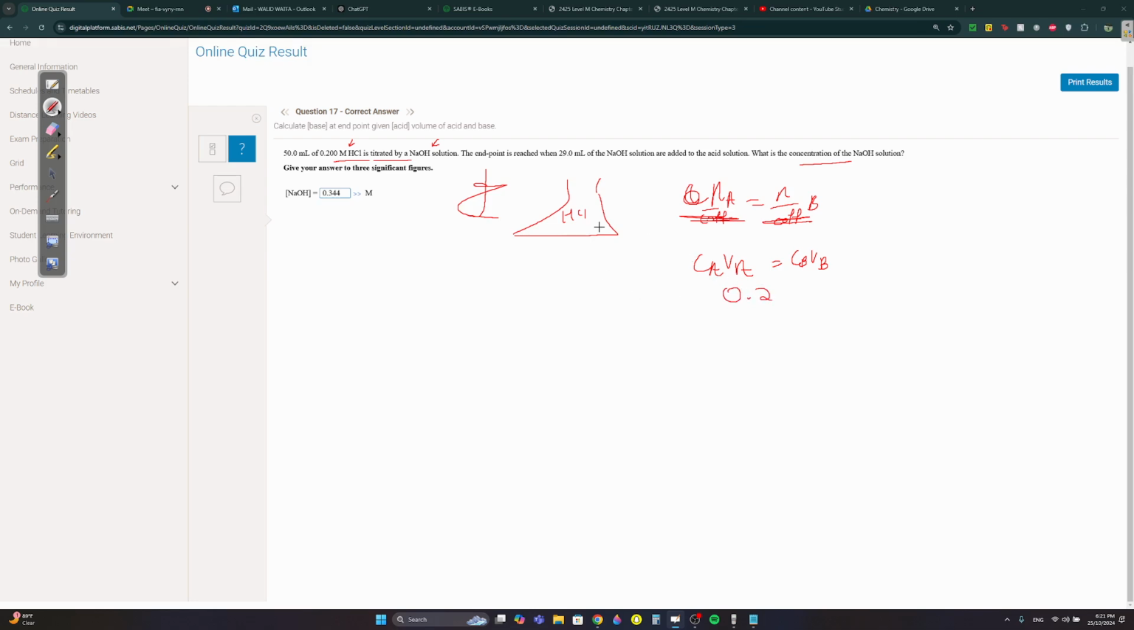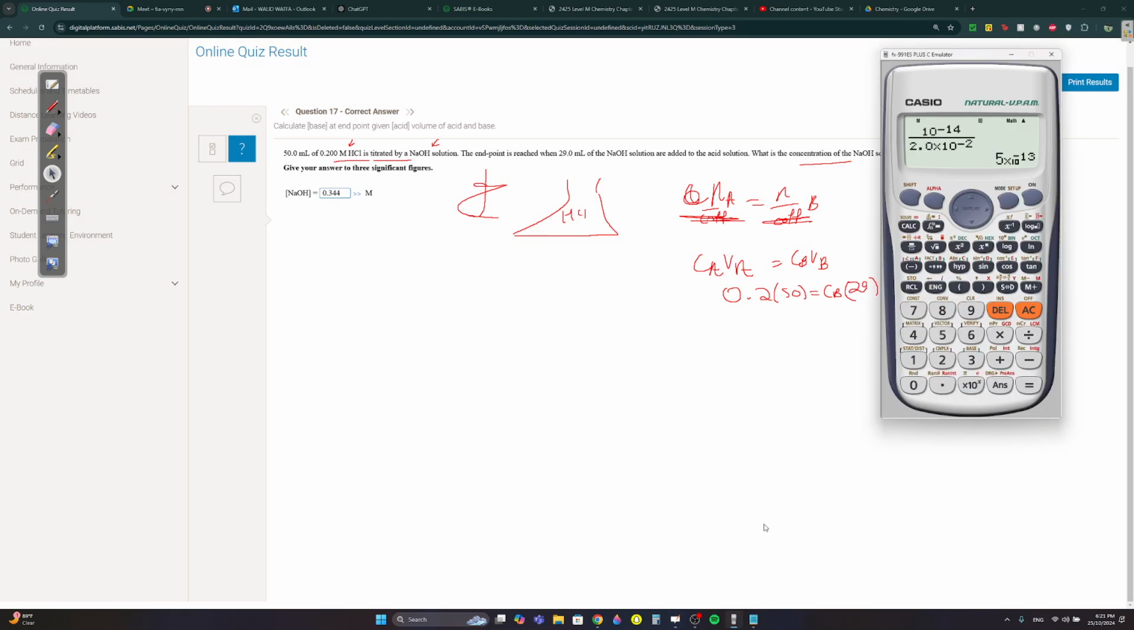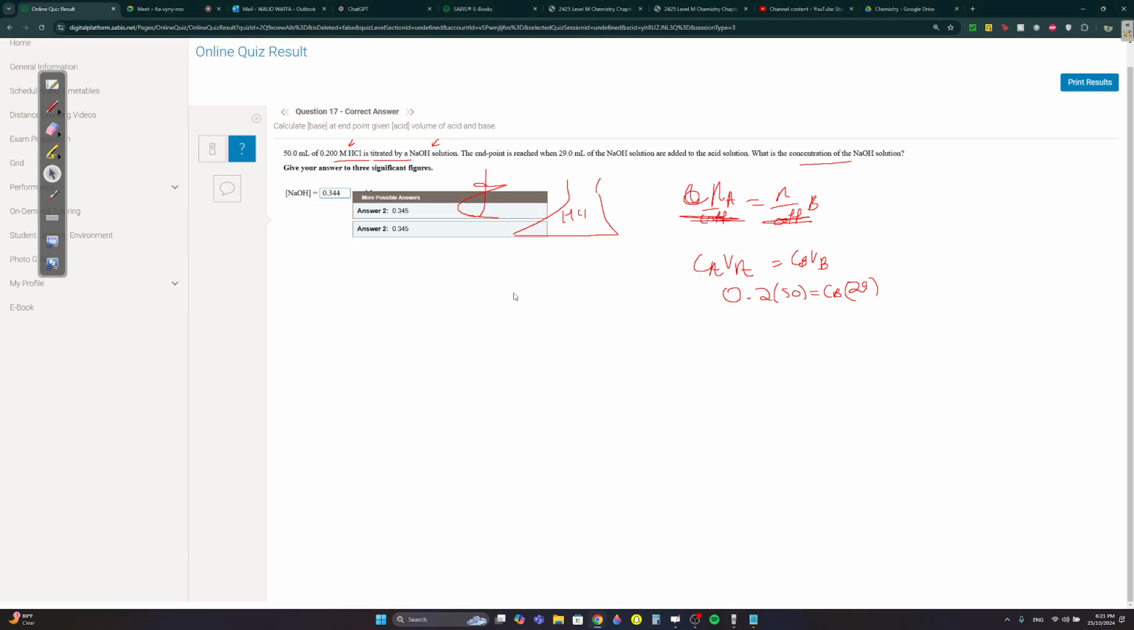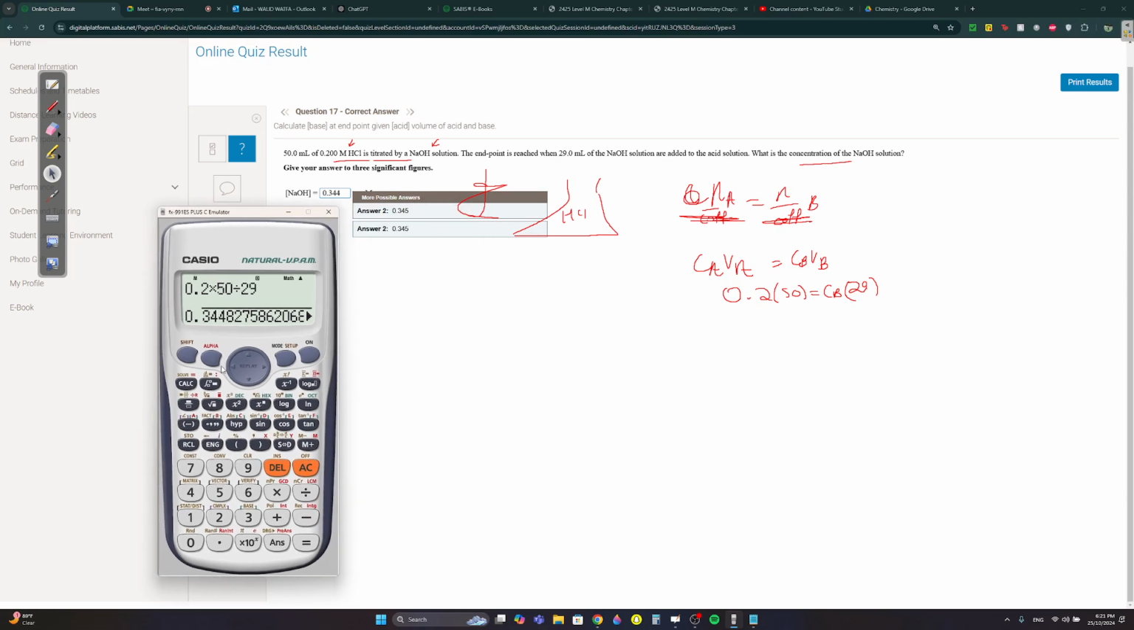A means acid, not like it's the first one. A for acid, B for base. Okay, volume of the acid 50 equals the concentration of the base, we're trying to find it, right? So Cb times the volume of the base, 29. Just put this on your calculator. 0.2 times 50, divided by 29. You get 3 significant figures, 0.345. Because 8 is large, it should be rounded to 0.345.